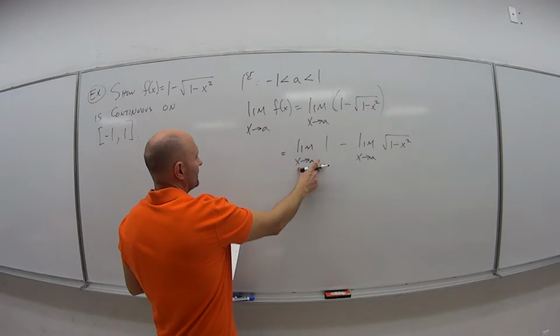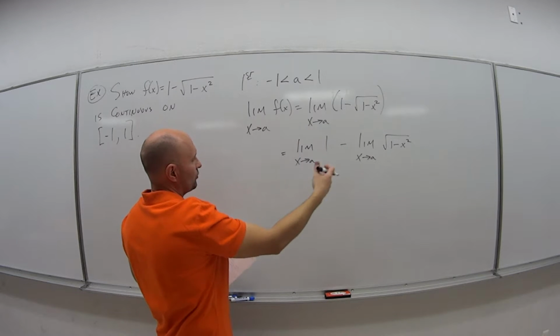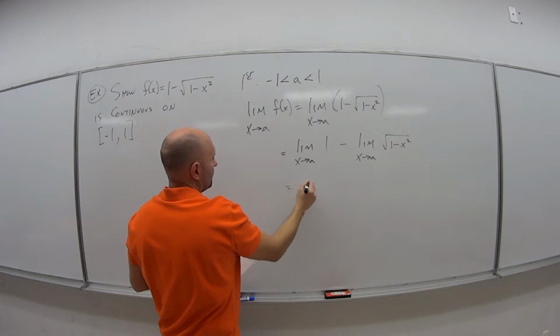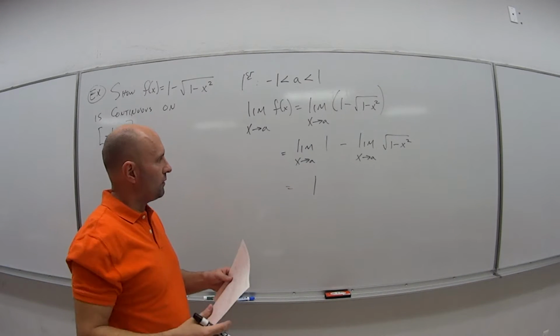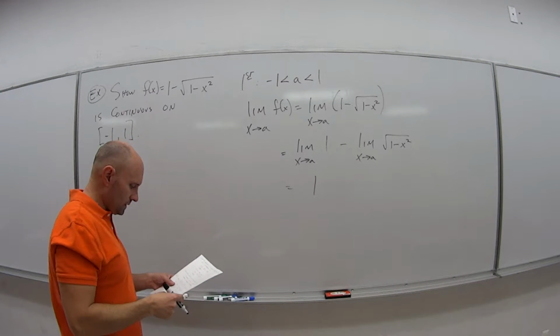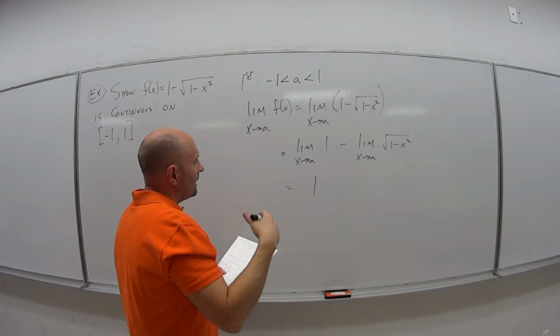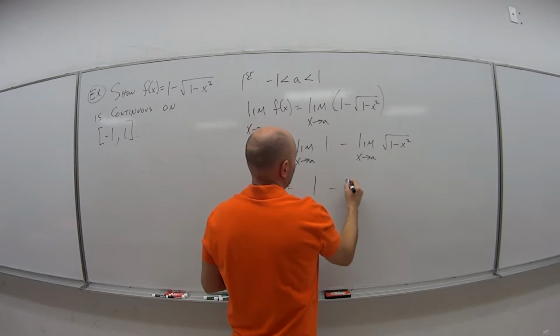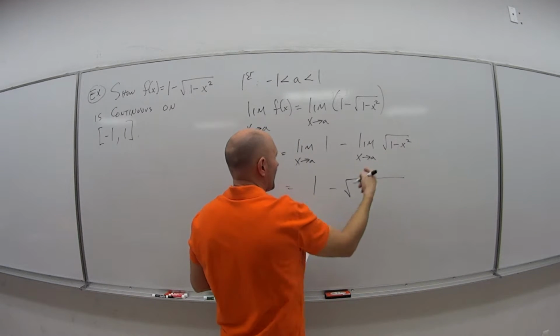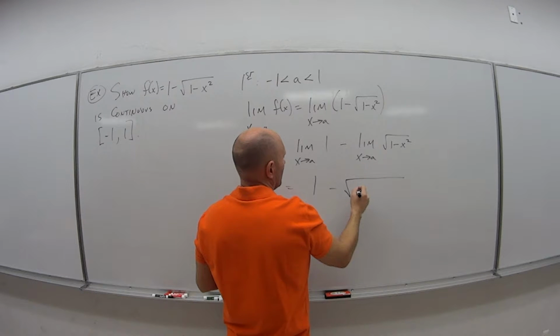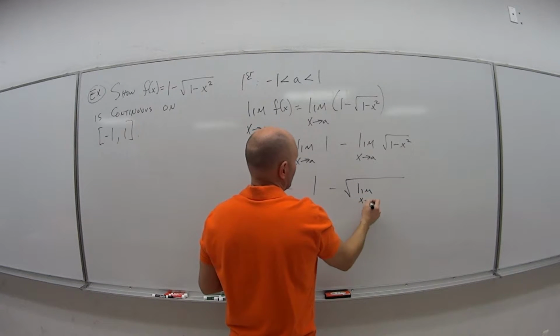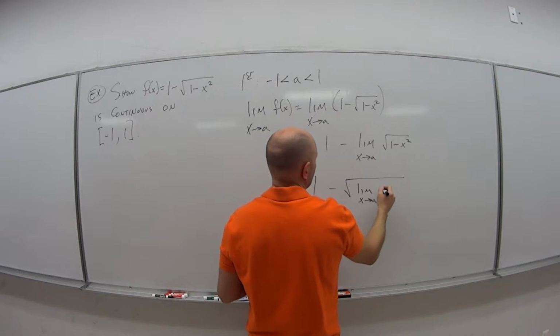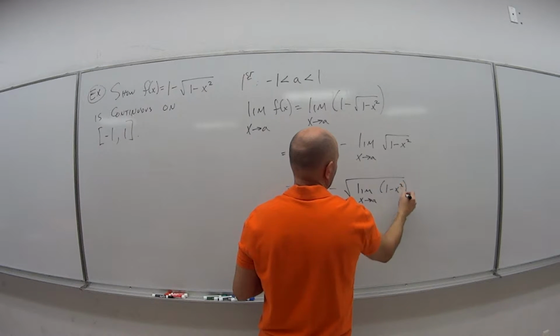So again, one of our limit laws: if we have the limit as x approaches any number a of just some constant, well, that's just that value, right? 1. Again, using one of our limit laws, we can take this inside. So this is the same as the limit, moving the limit piece inside, as x goes to a of 1 minus x squared.